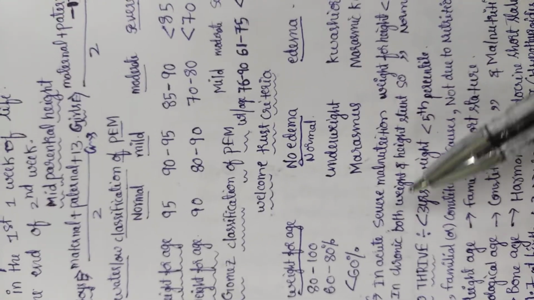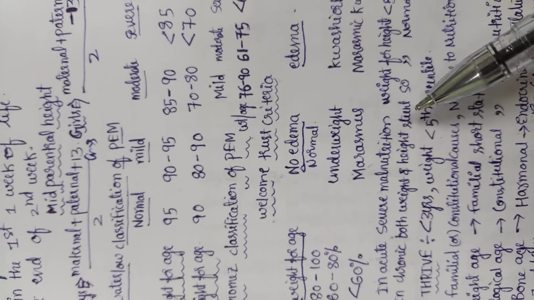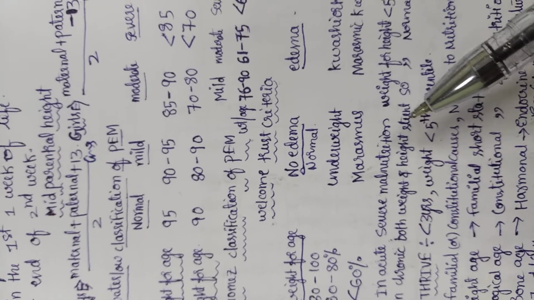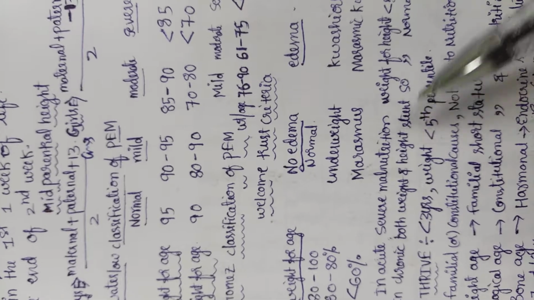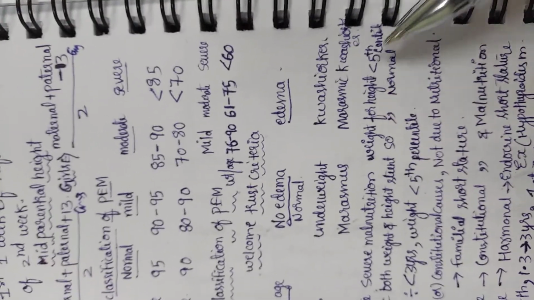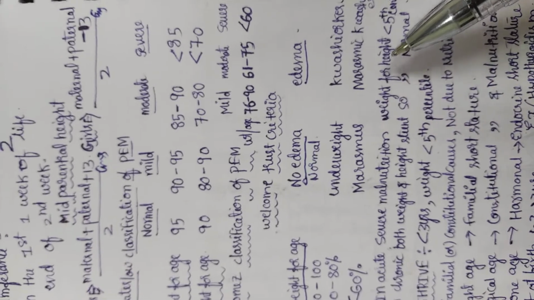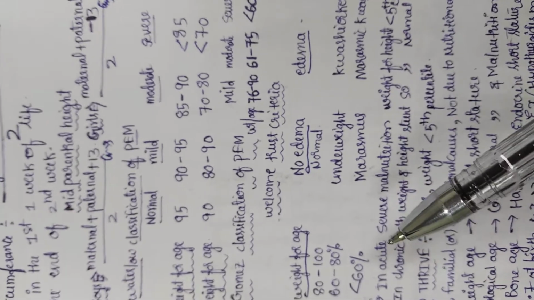Whereas in chronic malnutrition, both weight and height are reduced. Height is also stunted, but in acute the height is normal, whereas in chronic both weight and height are stunted. So weight for height is normal in chronic. So weight for height is a reliable entity to calculate acute severe malnutrition.